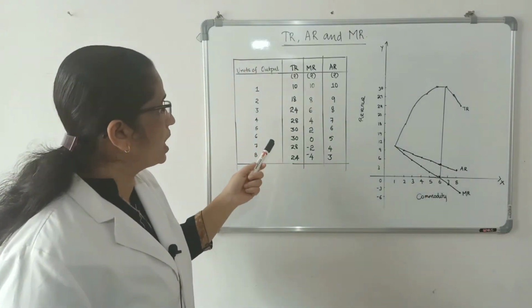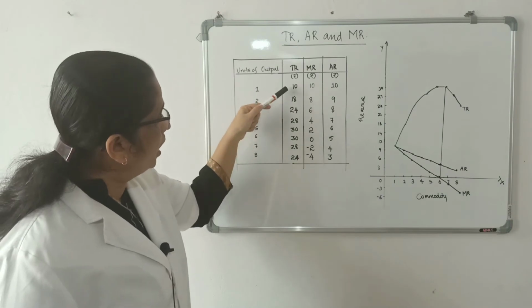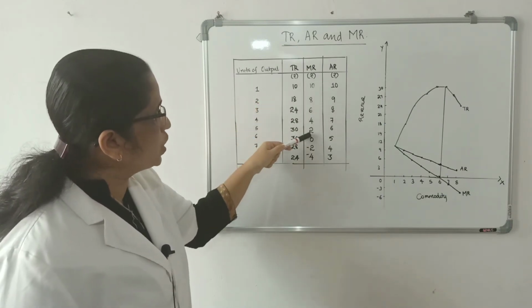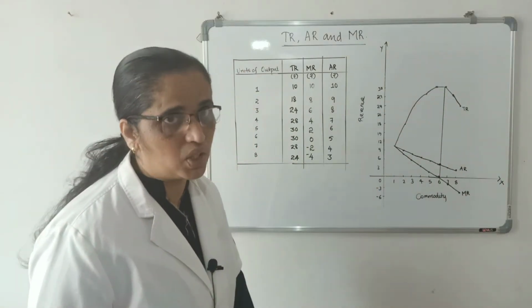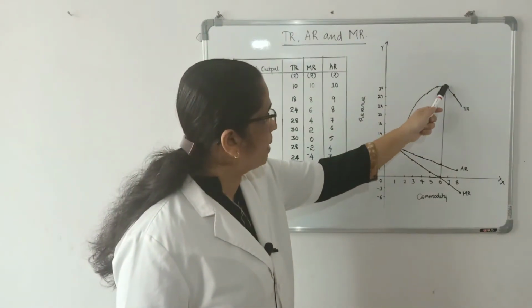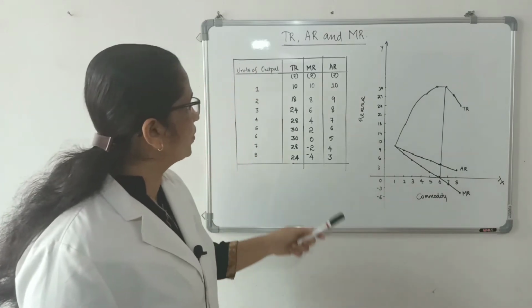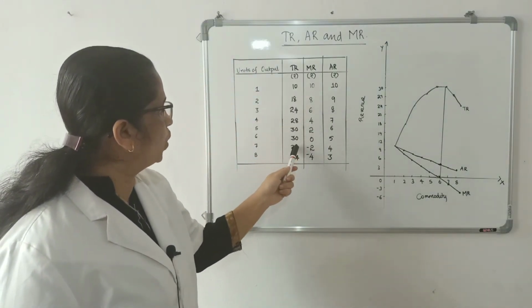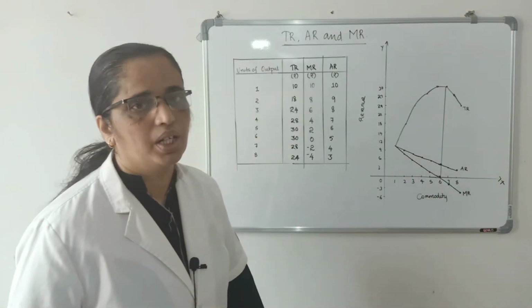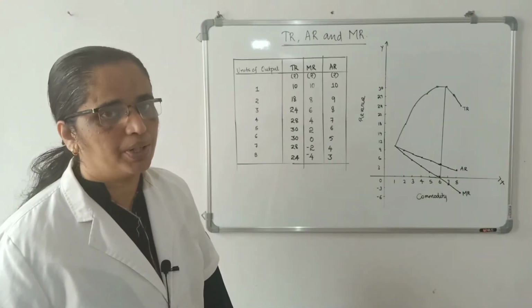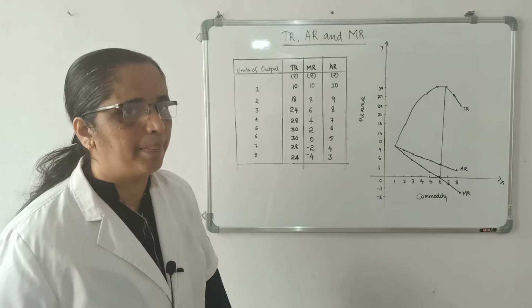From the schedule, it is also clear that when MR diminishes, TR increases at a diminishing rate. When TR is maximum, MR is 0. When TR starts to decline, MR will be negative. That is the specific relationship between TR and MR.